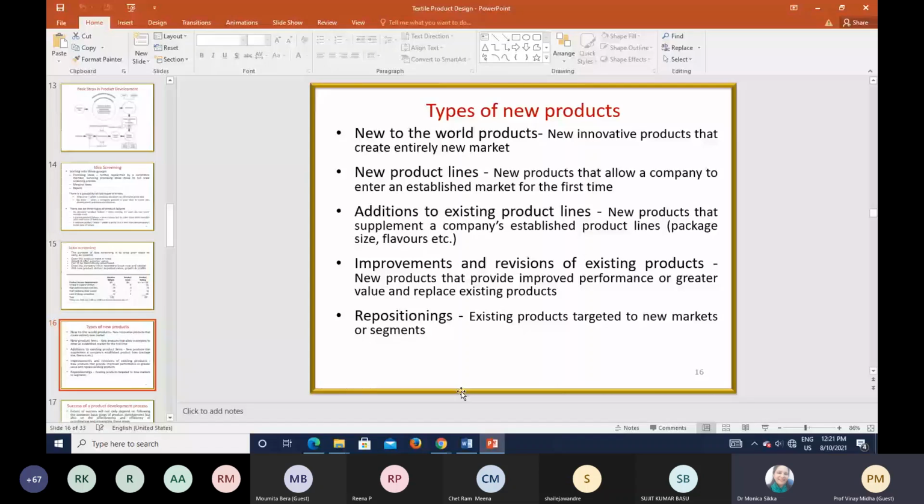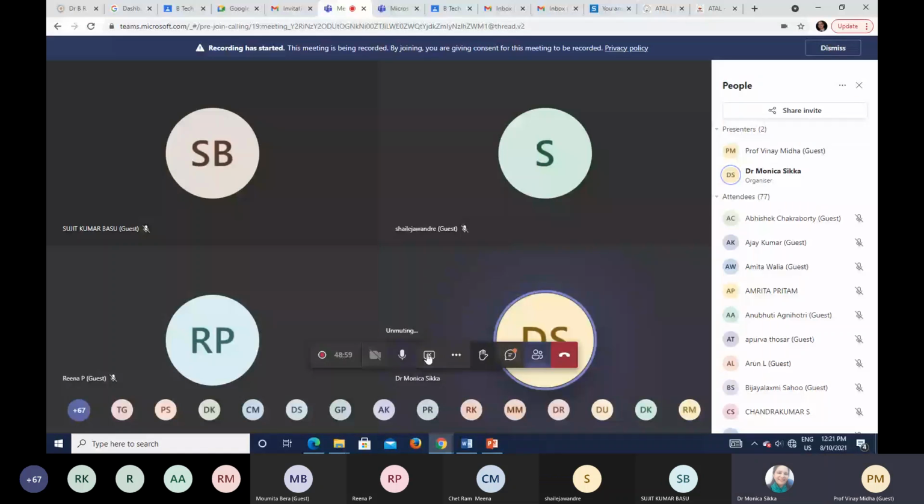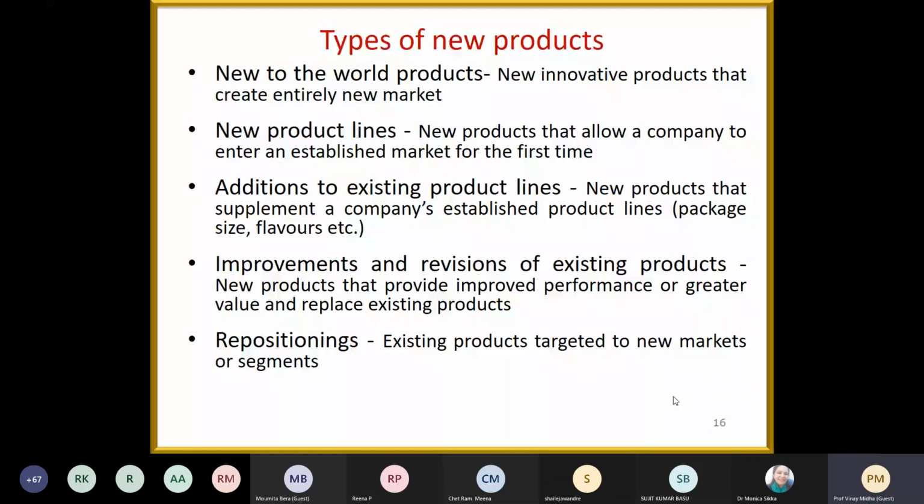Okay, shall we continue? Yes, sir. Okay, so this repositioning actually is existing products which are targeted to new markets or segments. That means that you are having these particular products, but they were targeted to some markets, and now you are shifting to other markets. Markets basically means the customers and their customer profile. Whether what is the income level of these particular customers, what is the class of these particular customers. On that basis, the segmentation is carried out for the market, that we will be serving these particular markets only.